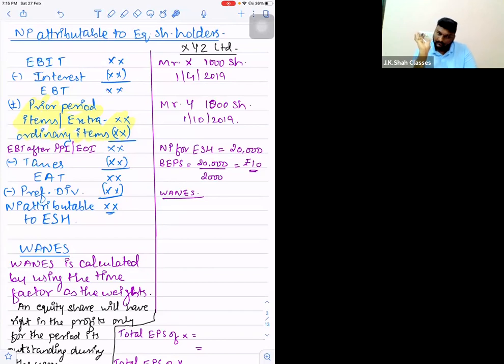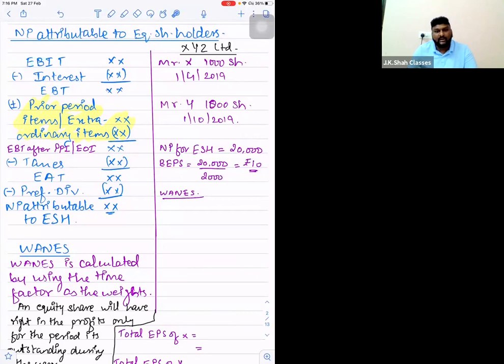Now I say the net profit earned for the equity shareholders for the year was 20,000. If I don't take the weighted average number of shares, my calculation of basic EPS will be 20,000 net profit divided by the total 2,000 equity shares. That is your formula. I will get an answer of 10 rupees per share. So technically, Mr. X will get 10 rupees per share on his 1,000 shares, so Mr. X will overall get 10,000 rupees in profit.